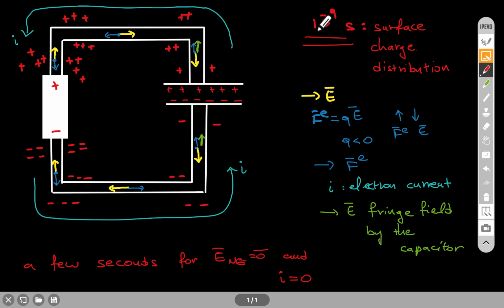One time scale is the nanosecond, which is the time that the surface charges need in order to be distributed on the surface of the wire, and a few seconds is the other time scale that gives you at the end a net electric field of zero and then zero current flowing in the wire.